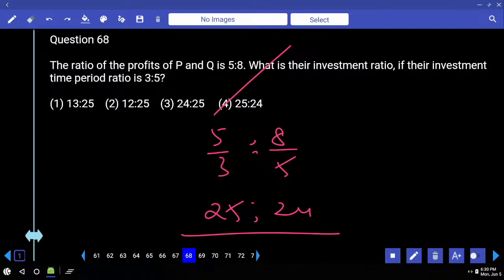If investment is multiplied by time, then we will get a profit. Therefore, if profit is divided by time, we will get investment. That's all.